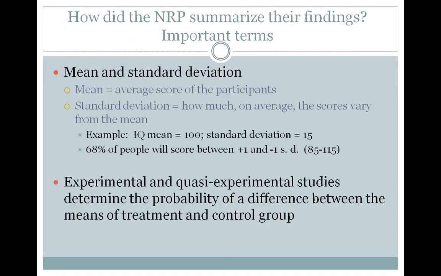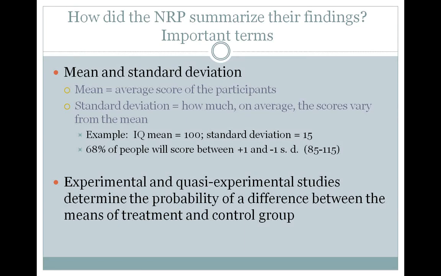So how did the NRP summarize their findings? There's some very important terms that you're going to meet in this Chapter 1 on methodology, and so I'll just review them, just in case your Statistics 101 is a little fuzzy. We'll go back through some of the major things, plus the ones that are specific to this particular report. First of all, understanding mean and standard deviation.